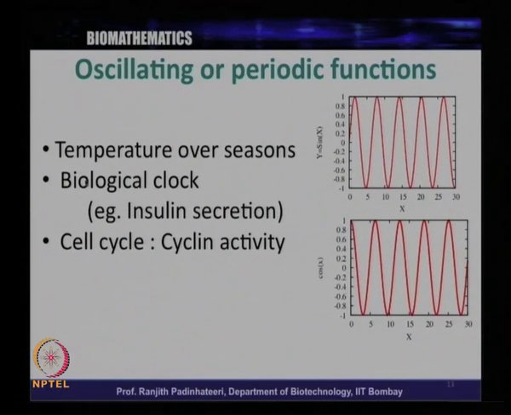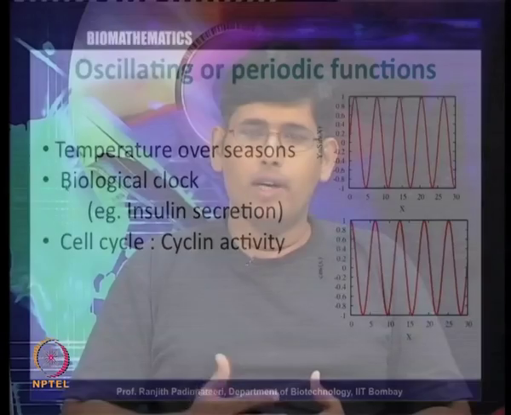Let us think of another natural phenomenon, the biological clock. For example, we get hungry when it is noon, we want to eat. When it is night, again we want to eat. In the morning, again you want to eat. So, depending on the biological clock, as time goes, the biological clock has a cyclic behavior, a periodic behavior or an oscillating behavior.